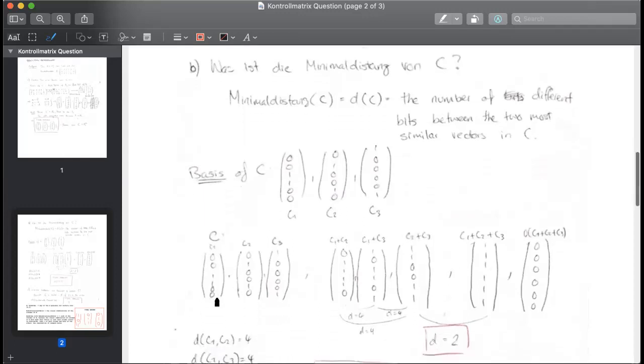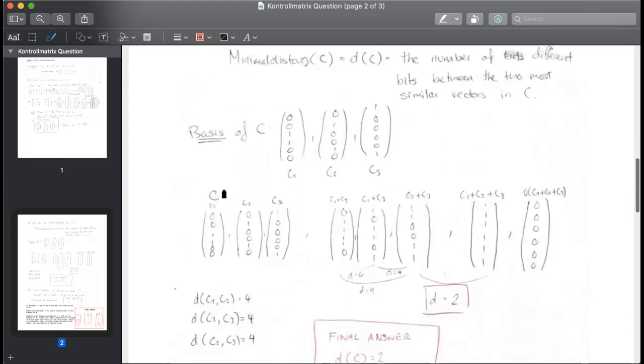So for example, the distance between C1 and C2, between these two vectors right here, the distance is 4 because that's the number of bits that are different, right? The first bit is the same, so you don't count that. But the second, third, fourth, and fifth positions are different. So that means the distance between them is 4. And if you notice, between any two vectors from this group right here, the distance is always 4. The distance between any of these two vectors is also 4.